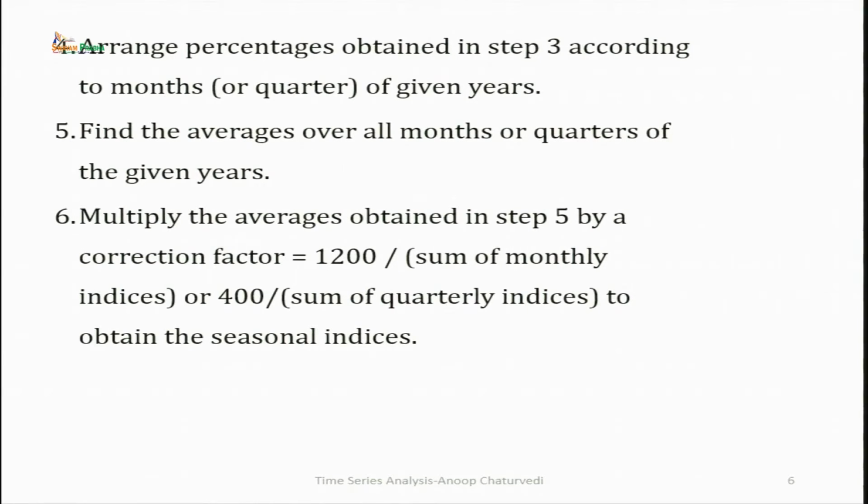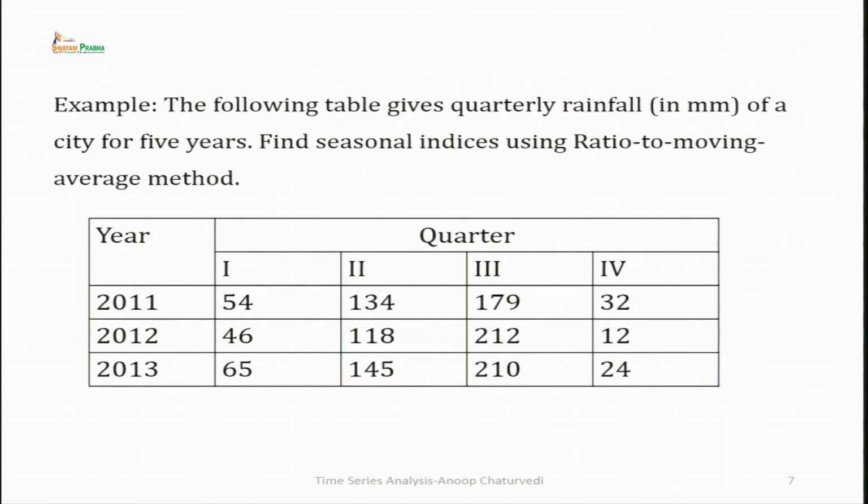Once you apply this correction factor, then for the monthly data, the sum of all seasonal indices becomes 1200, or for quarterly data, the sum of all seasonal indices becomes 400. So, to explain this method, let us consider this example.